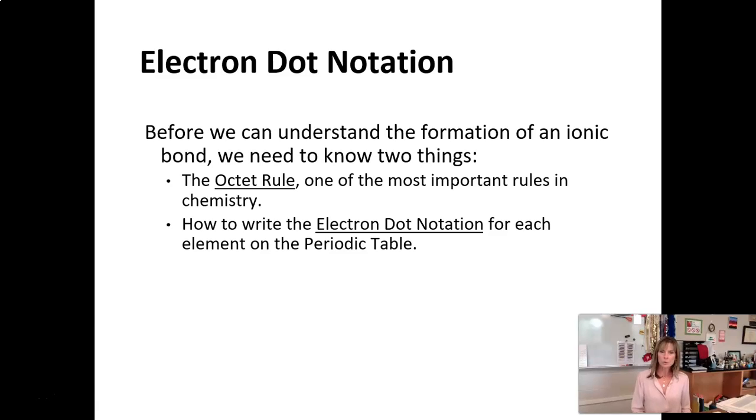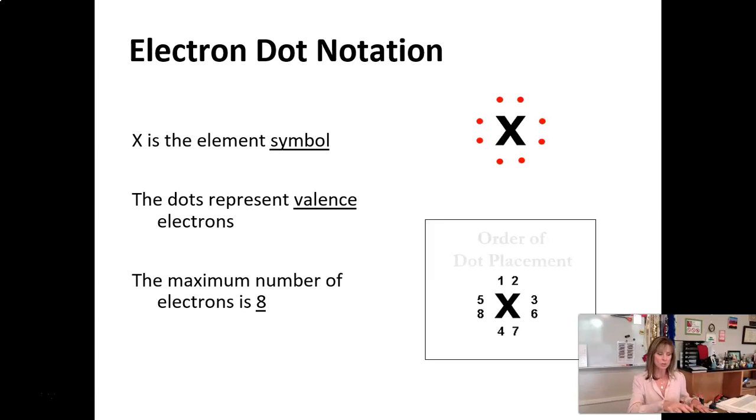So the octet rule says that atoms are going to lose, gain, or share their electrons in order to get a full set of 8. Why do they want a full set of 8? Well, because noble gases have 8 valence electrons and they're extremely stable. So once those atoms have the set of 8 valence electrons, they're going to be very stable. That's what the octet rule is. And we're going to show you next how to do electron dot notation.